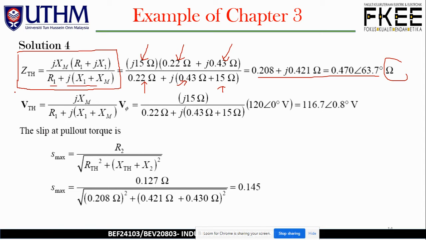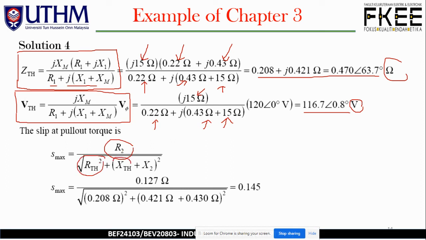And then VTH again. You may use this equation and substitute all the values provided in the question again. You may get that the Thevenin voltage is 116.7 at 0.8 degrees volt, okay, with the unit. And then the slip at pull out torque: we have R2 over the square root of RTH squared plus (XTH plus X2) squared. From here, you may get the value of S max is 0.145.